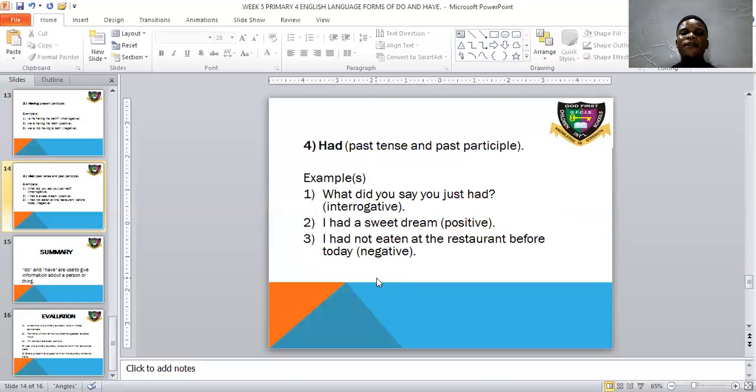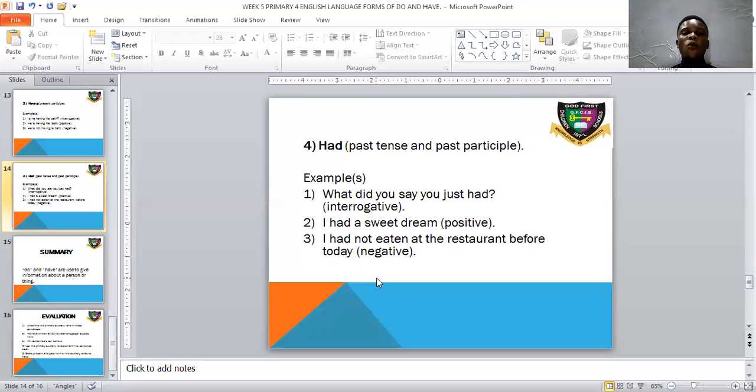Now let's move to the fourth form of have. The fourth form of have is what? Is had. And had, as we all know, is past tense. When you hear somebody say had, it is in past tense. Past tense or past participle. Now, examples of had.